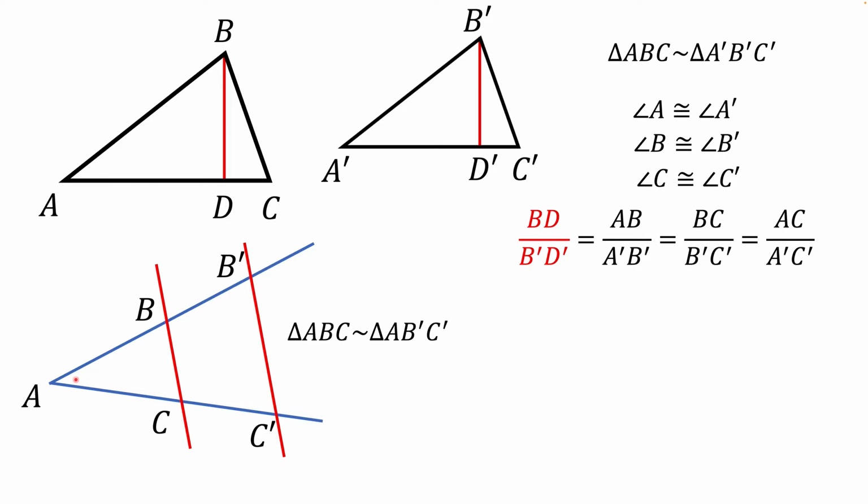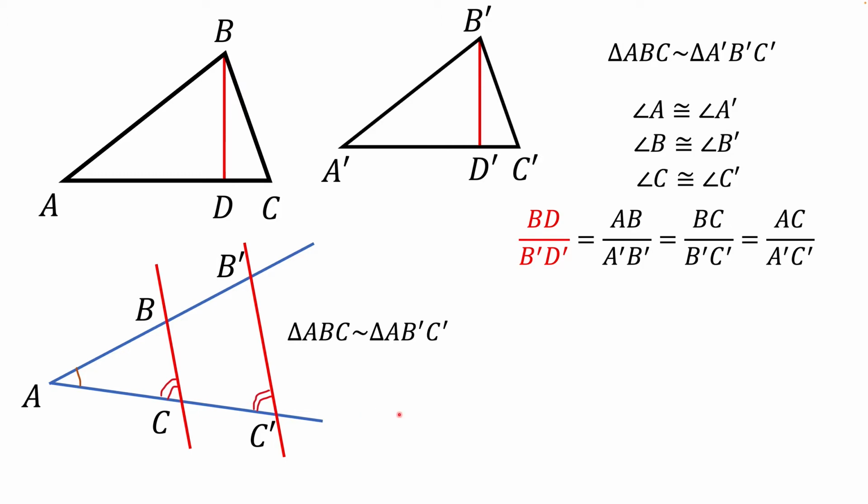So angle A is obviously congruent to itself. And now we can choose either B, B prime or C, C prime; let's choose C, C prime. Those two angles are congruent because they are corresponding angles for parallel lines BC and B prime, C prime. And that makes those two triangles similar.